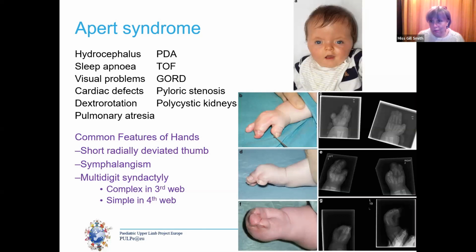They all have a short radially deviated thumb. They always have symphalangism, which means their joints don't move, so they only move at the MP joints; their IP joints don't move. And they have multi-digit syndactyly, which is always complex in the third web and simple in the fourth web.